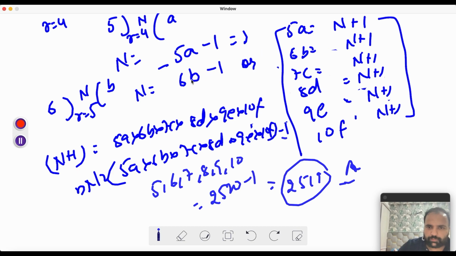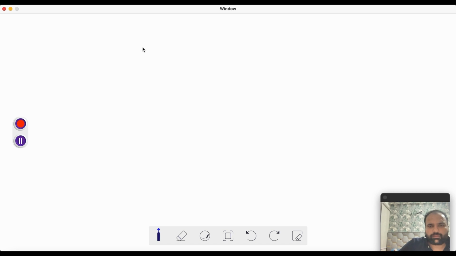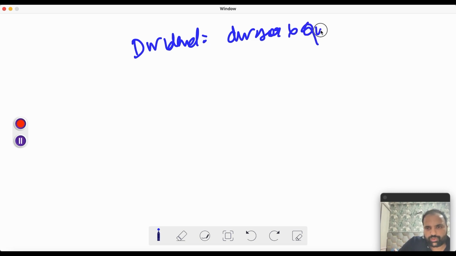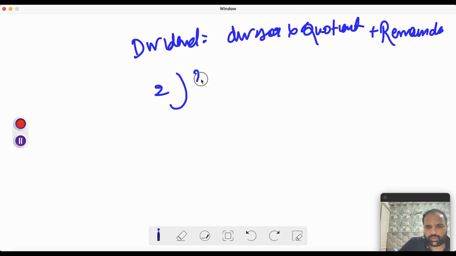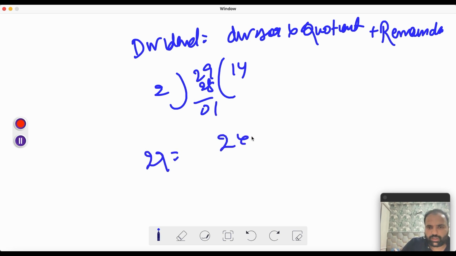It's a very simple method, because the concept here is that you can write dividend equal to divisor into quotient plus remainder. This is what we have studied. Let's say we are doing 29, so we are getting 14, 28, 1. So can we say 29 would be what? Divisor into 14 plus 1. So 29 equals 29. That's how we used to check as a child.